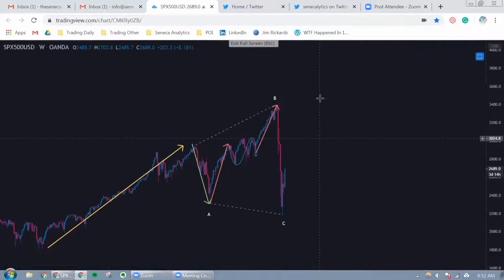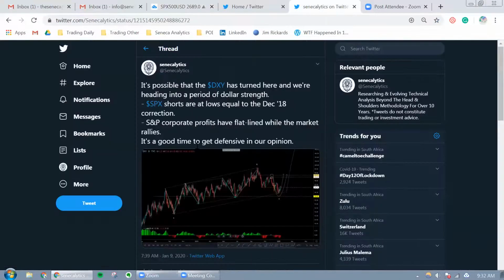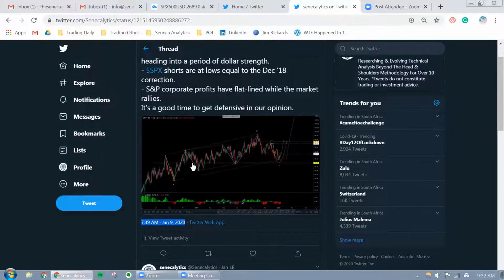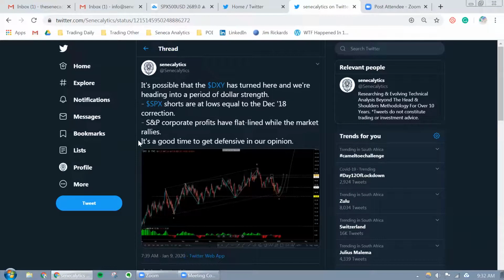But I want to show you from our tweet, what I like about Twitter is that we have a timestamp of this. So on January 9th, 2020, we said, along with some other things, because we saw some fundamental stuff in as well, where the S&P shorts were at lows equal to the December 18 correction, which is a good indication that we're going to see a drop, and corporate profits had flatlined, which also shows there's room for a drop.